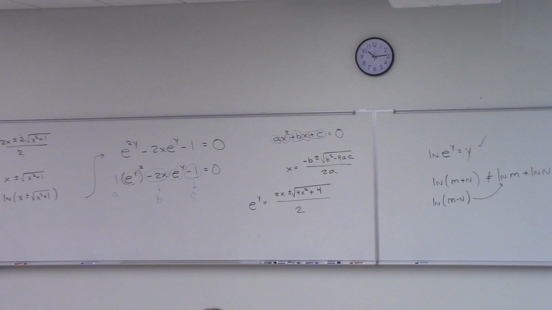And then when you do this, the natural log and e are inverse functions. It kills everything off. You get y equals natural log of x plus or minus the square root of x squared plus 1. I've solved for y, haven't I? Right? I've solved for y. So this is the inverse function.